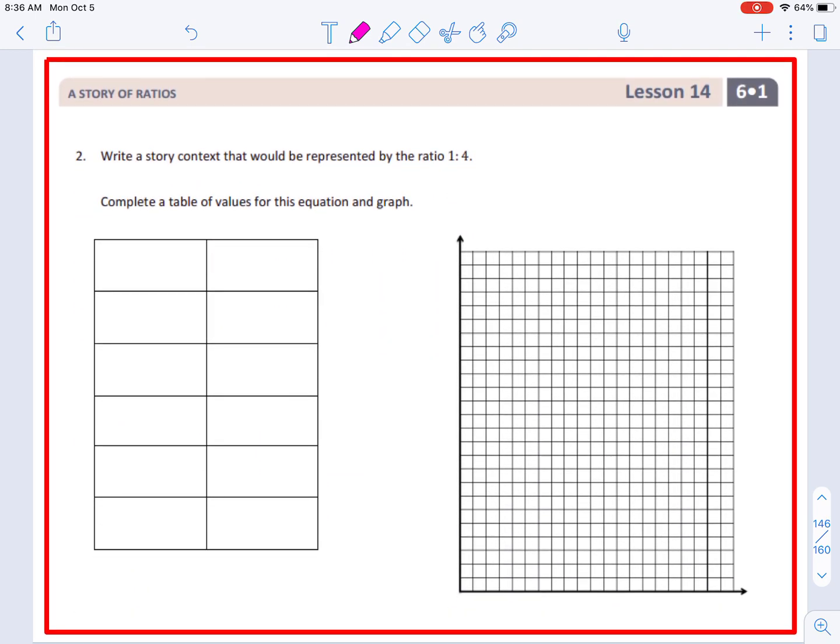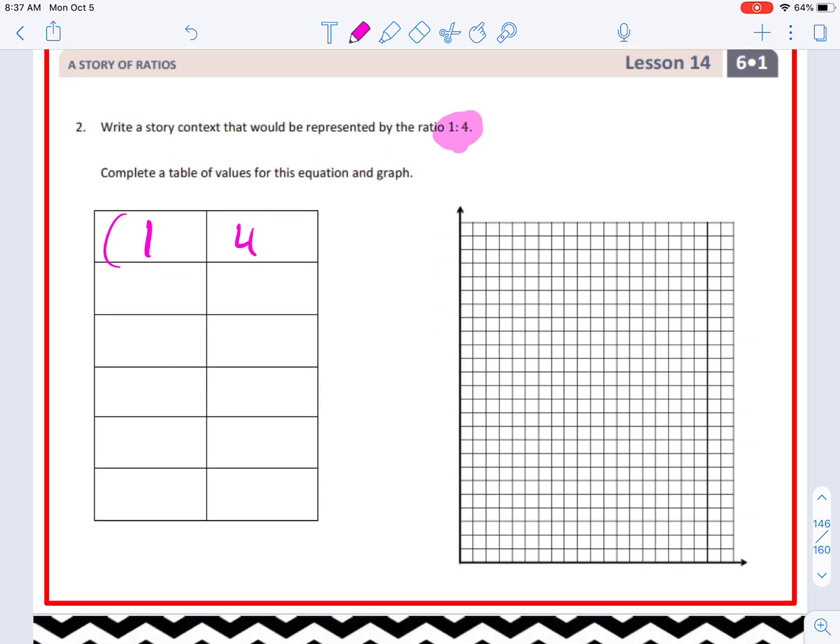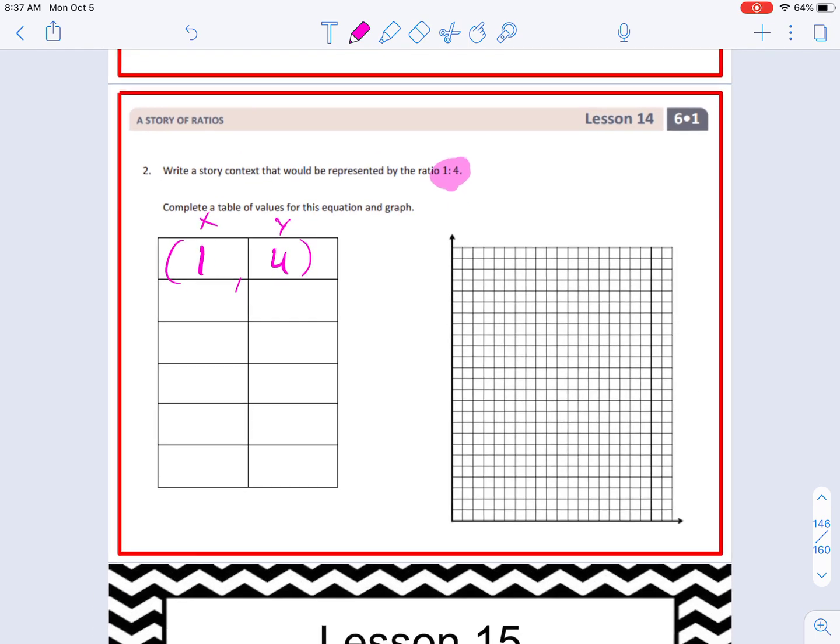The same thing for number 2. It says write a story context that would be represented by the ratio 1 to 4. So come up with your own context to represent 1 and to represent 4. Complete the table, and then just know all of these are going to be ordered pairs, X and Y. Then label your graph and plot your points.